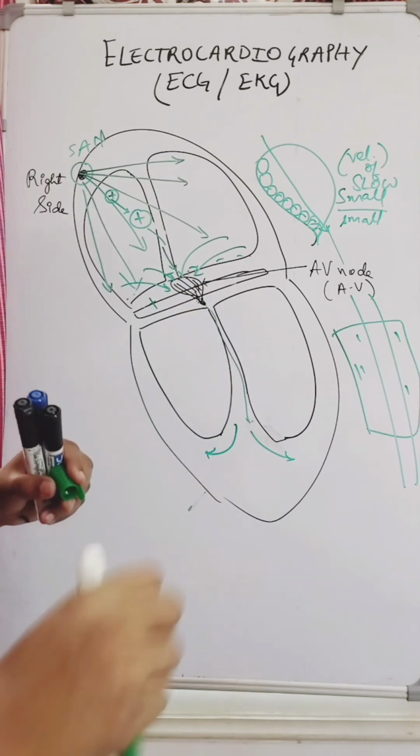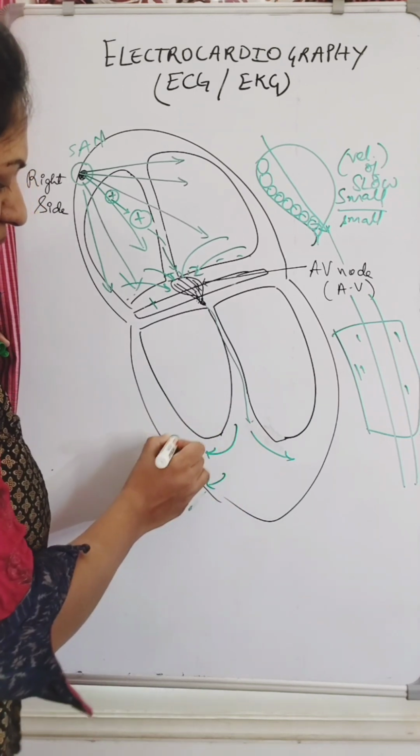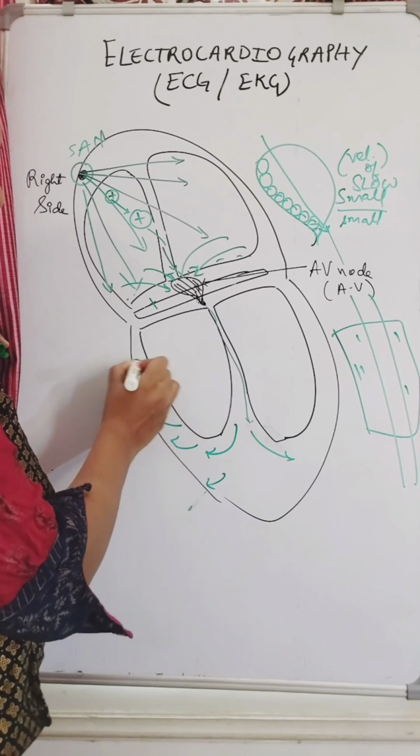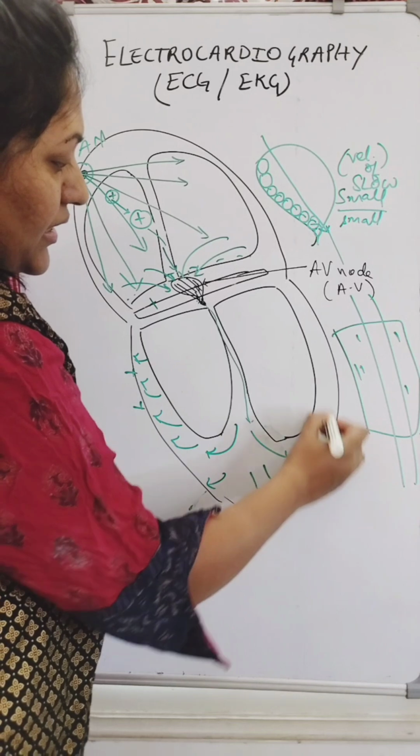It is very important to understand. So now what is going to happen? Everywhere there is a positive charge distribution, which is called ventricular depolarization.